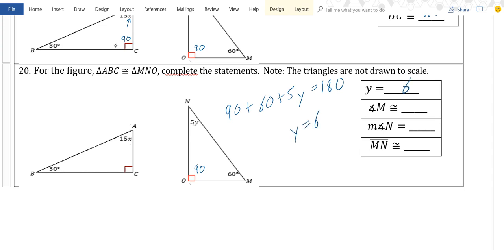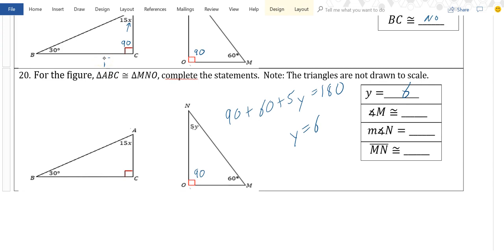Plug it in for angle M. Well, we already know it's 60 because it's labeled as 60, right? So we actually didn't need to plug in there. Angle N. Oh, sorry, that was a congruence statement. My bad. See what happens when you don't read the directions, right? So angle M, if we go with our congruence here, we have 1, 2, 3, and 1, 2, 3. So angle M is going to be congruent to angle A.